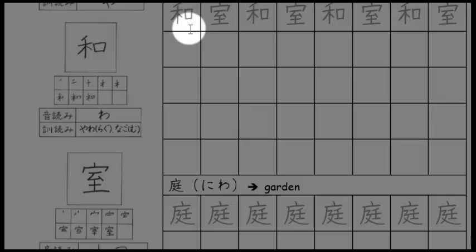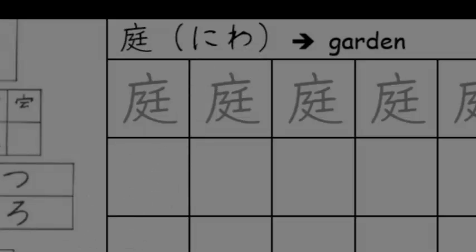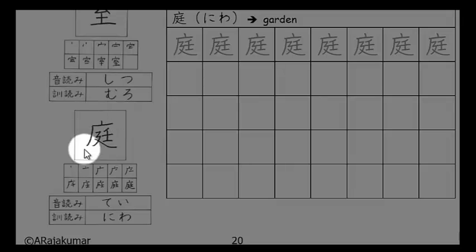Moving from washitsu, Japanese style room, we're going to go down now to have a look at the kanji for garden. There it is. It's pronounced niwa. Here's the kanji here. And let's see if we can look at what elements it's got.